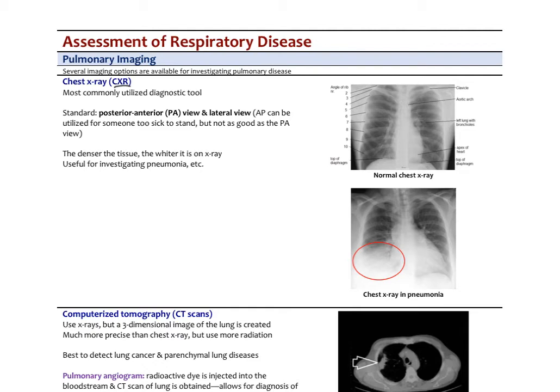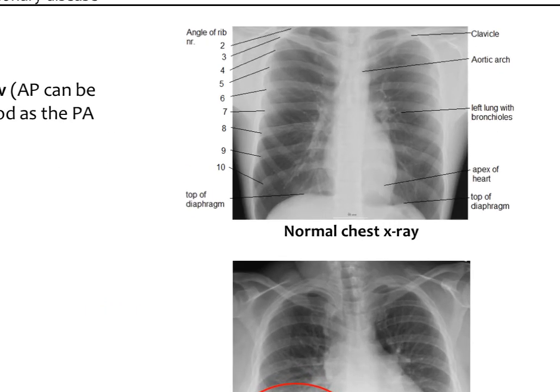The denser the tissue, the whiter it is on X-ray. So bones are going to show up very white, but the soft tissue is going to be black. But we can look for areas. So here's a normal chest X-ray, just to kind of give you some landmarks. So here is, of course, the spine.